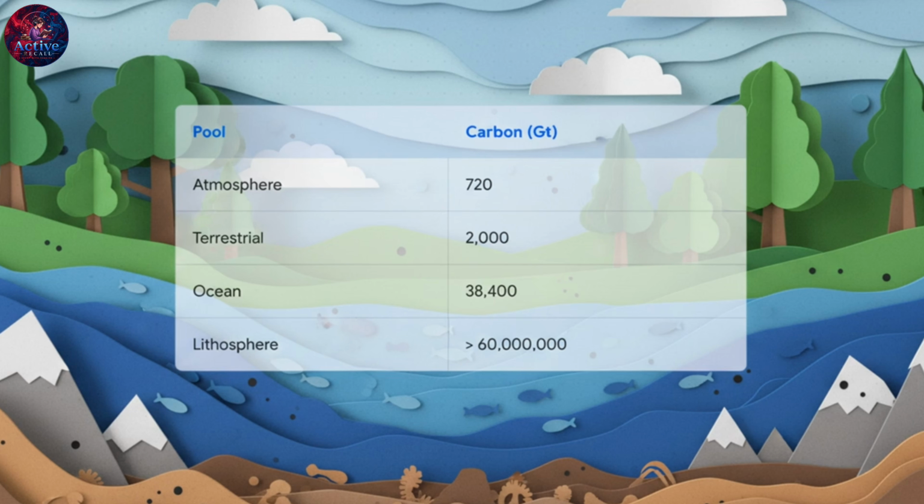But scan down. The terrestrial biosphere has 2,000 gigatons. The ocean, over 38,000 gigatons. And then there's the lithosphere, the literal rocks beneath our feet, holding over 60 million gigatons in sedimentary carbonates. No way, right? So what does this all mean for us? It means our atmosphere holds a tiny, highly sensitive fraction of Earth's total carbon. Basically, it doesn't take much to throw the whole thing off balance.